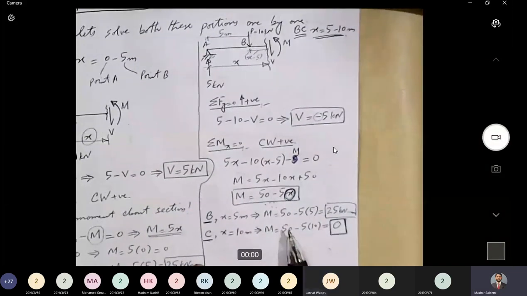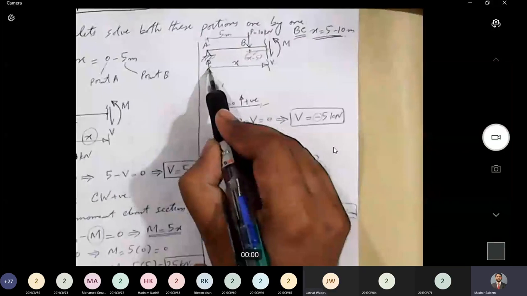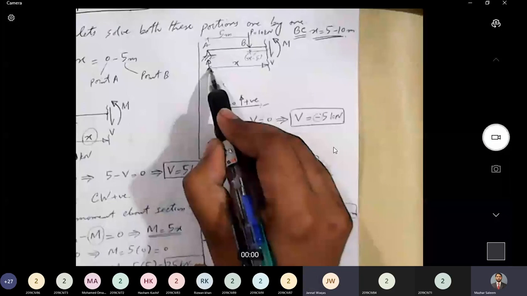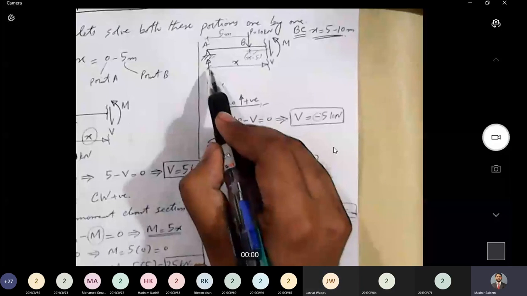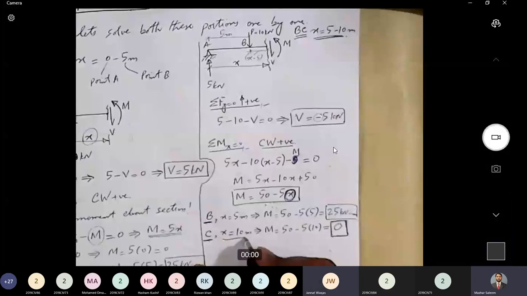As I said, our initial reference will always be the extreme left end of the member, the left end of the beam. So just see here in this diagram, I have marked X from the extreme left end, point A. So X is always starting from this point, the extreme left point. That's why for point B, X is equal to 5, and for point C, X is equal to 10. And we will always do that.